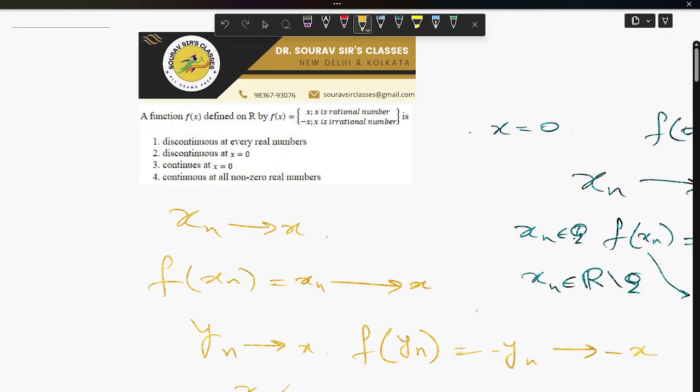Now we are going to evaluate the statements. Discontinuous at every real number is false. Discontinuous at x equals 0 is also false. Continuous at all non-zero real numbers is also false. So the correct statement is only option 3, which tells us that the function is continuous only at x equals 0. Hope you understood, guys.